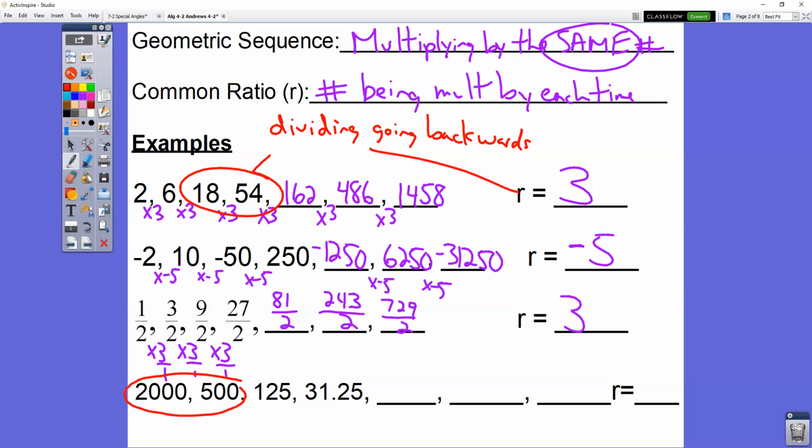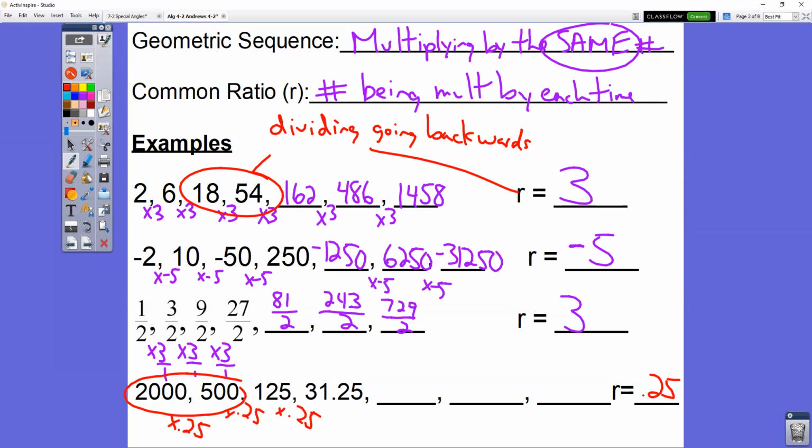500 divided by 2,000 is 0.25. 125 divided by 500 is 0.25. 31.25 divided by 125 is 0.25. So our R value is really 0.25. That's what we're multiplying by each time here.